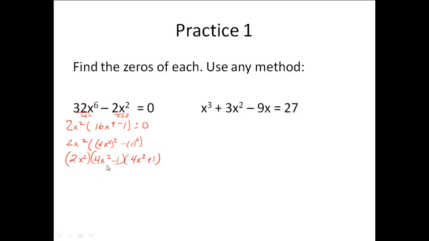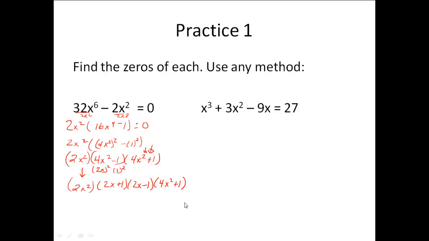Now I notice that this 4x squared minus 1 follows the difference of two squares pattern again, because I could rewrite it as 2x squared and 1 squared. So I'm going to factor this middle one. Now the 2x squared out in front just stays. This 4x squared minus 1 is going to turn into 2x plus 1 and 2x minus 1. The 4x squared plus 1, that doesn't follow any of the special patterns because it's a plus sign and it's a square. So it's just going to have to stay 4x squared plus 1.